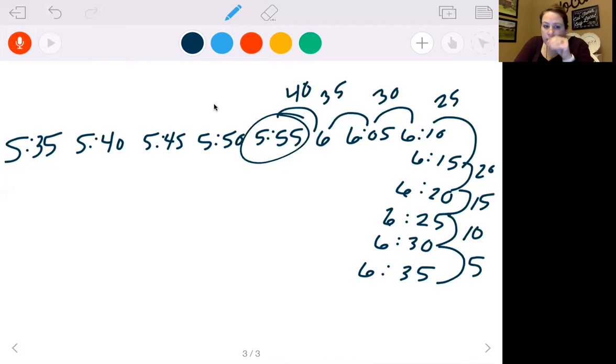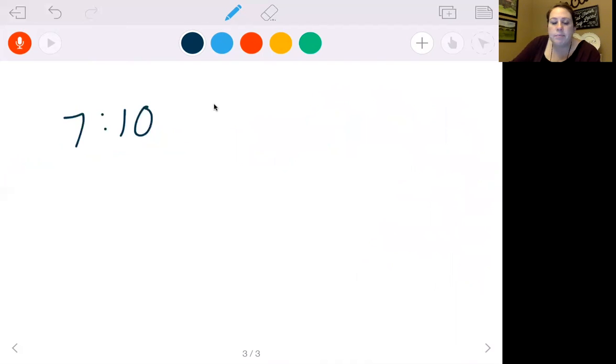So let's look at ones on the next page. On this one, they give you 7:10. They want to know what is 45 minutes after 7:10. A lot of the times you can just do 7:10 plus the 45 minutes. 10 plus 45 equals 7:55. Those are the easy ones. It doesn't always work like that though.